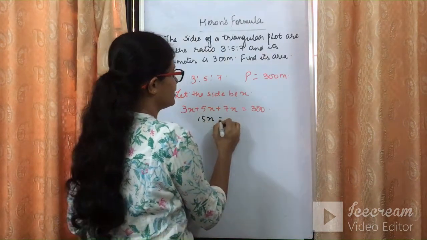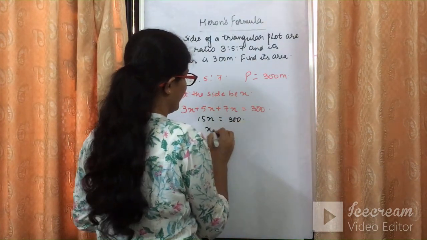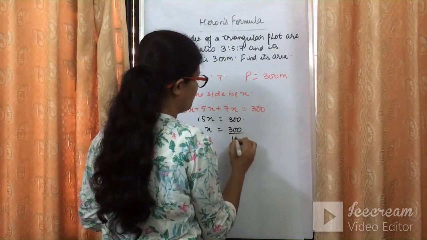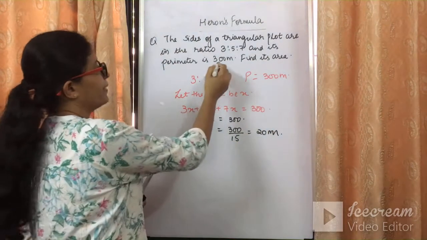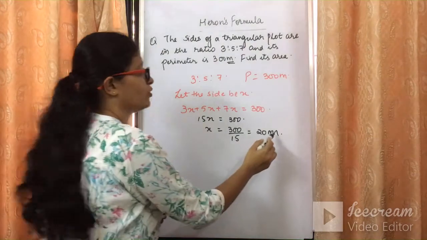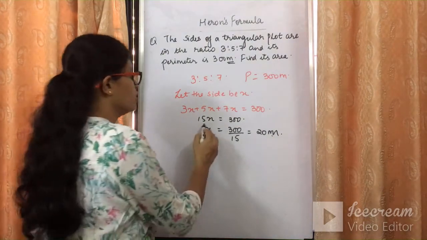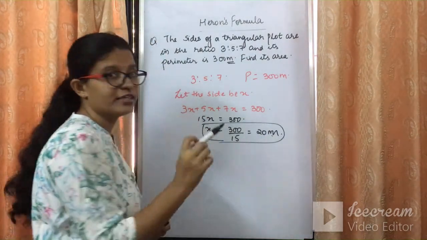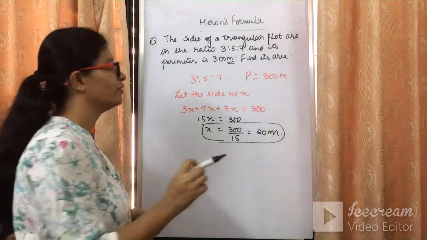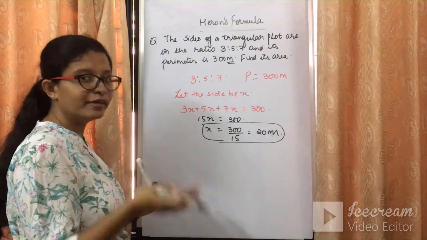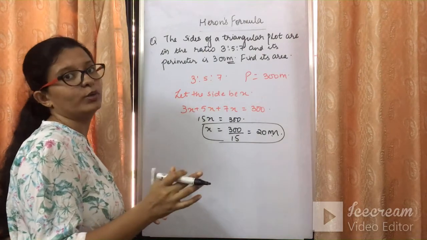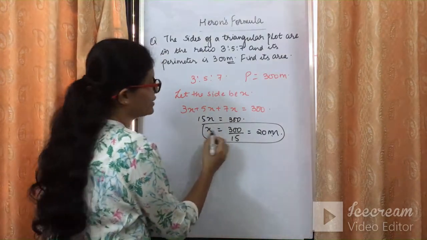This will be 15x is equal to 300. x will be equal to 300 upon 15. So it comes out to be 20 meters. Since the perimeter is given in meter, we need to write the units as meter. So again and again in each and every sum I am focusing on the unit. Be careful with the units. And if it is given like some unit is in meter and centimeter, you need to convert it into 1 unit. ठीक है, चलो x आ गया हमारा.